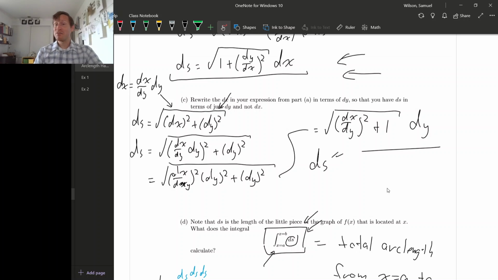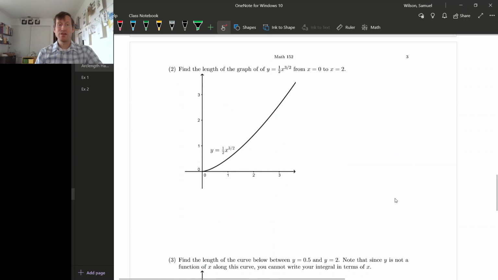So pause the video and have a look at part E. I guess it's number 2 instead of part E. So let's find the length of this graph from x equals 0 to x equals 2. So just this first portion of the graph.